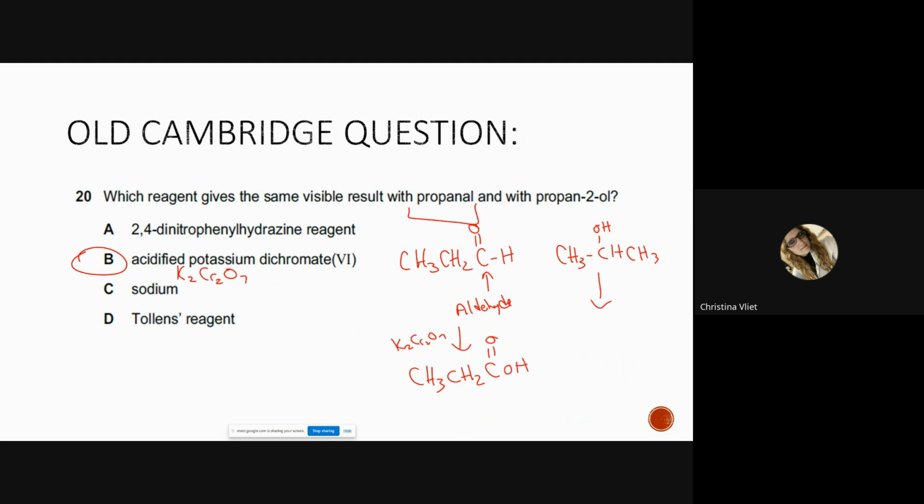So they oxidize alcohol and it oxidizes aldehyde. So it turns an aldehyde into a carboxylic acid, right? What does it turn this alcohol into? It turns it into a ketone. And so the answer is B. What's the color change, though? We're going to see it on Friday, but what's the color change?